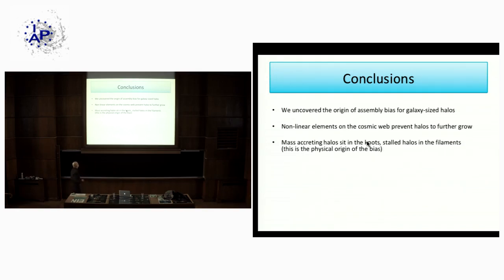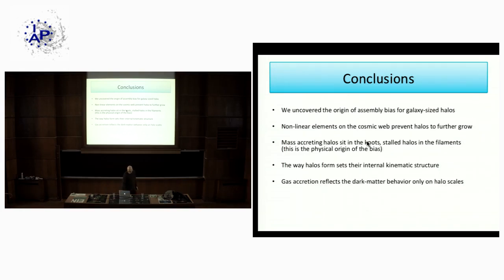So the key is that nonlinear elements of the cosmic web prevent halos from growing further, and mass-accreting halos sit in the knots, while stalled halos sit in the filaments, and this is basically the physical origin of the bias. The interesting part is that this different way in which matter infalls onto the halos sets up the internal kinematic structure, and gas accretion reflects this at the halo level.